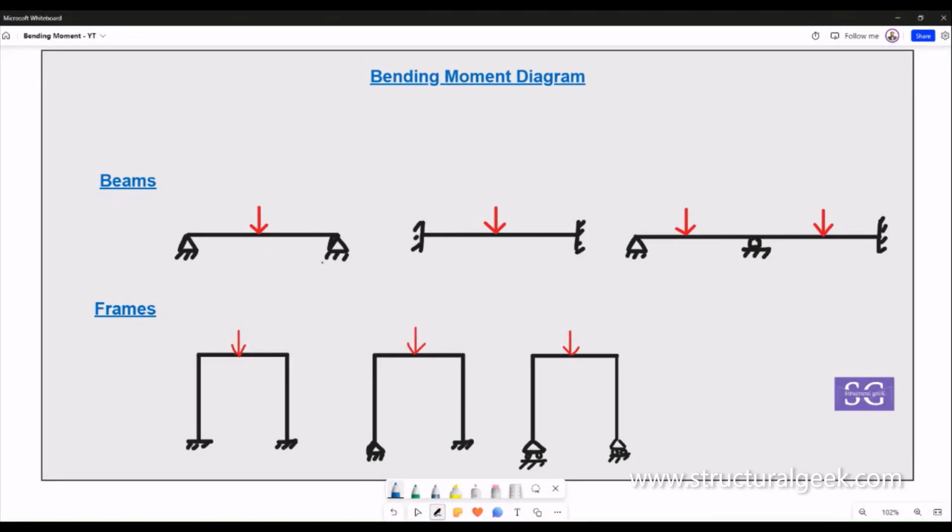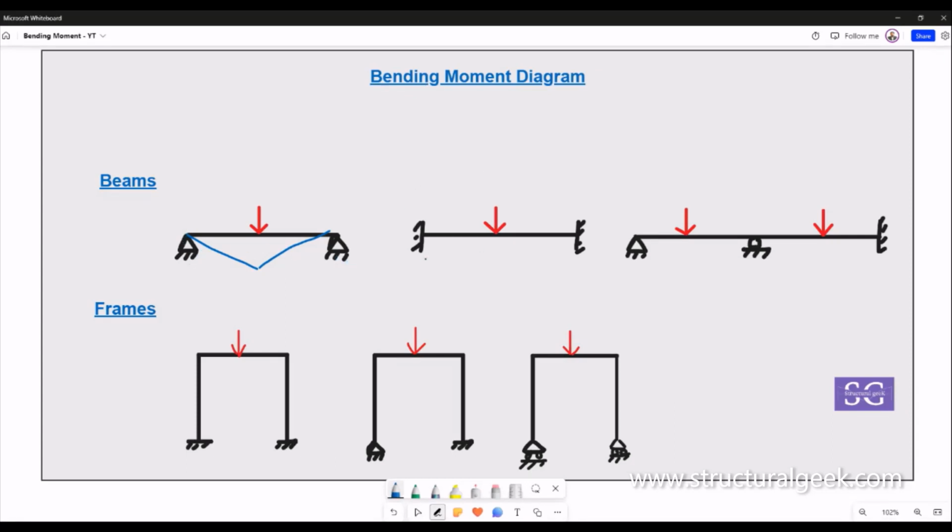So here we have the most common, the simplest example, which is a simply supported, or two-side pin supported, beam with a point load. What should be the bending moment diagram for this? It is going to be a simple bending moment diagram, something like this. Because of the point load at this location, there'll be a sagging moment, or a positive moment. Since both supports are pinned, there won't be any fixed end moment.